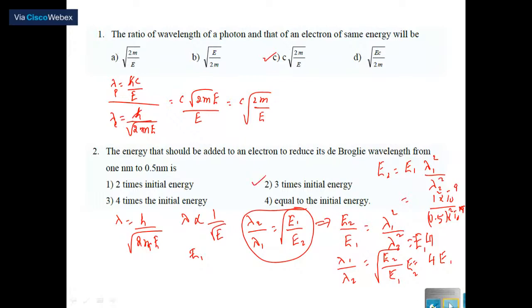The additional energy that should be added to an electron to reduce its de Broglie wavelength from 1 nanometer to 0.5 nanometer is 3 times the initial energy. When you add it, finally it becomes 4 times the energy, and so the additional energy is 3 times the initial energy, because the electron has the initial energy of E1. How much energy to be added in order to become 4E1? That is 3E1. Well, the next one.